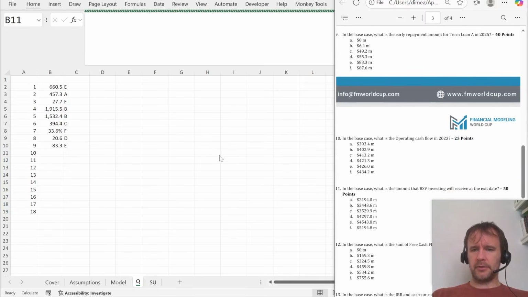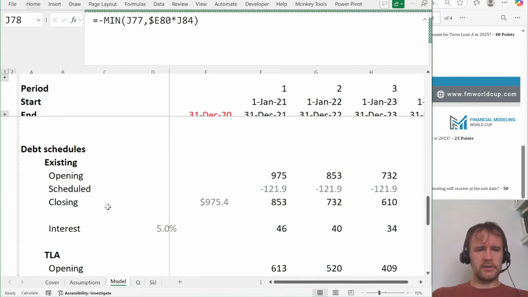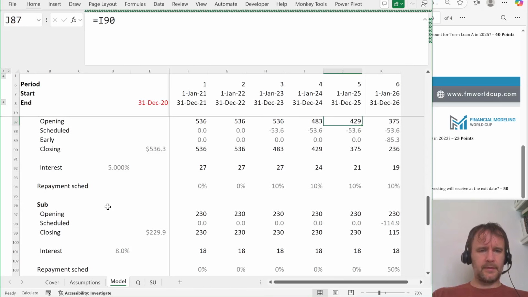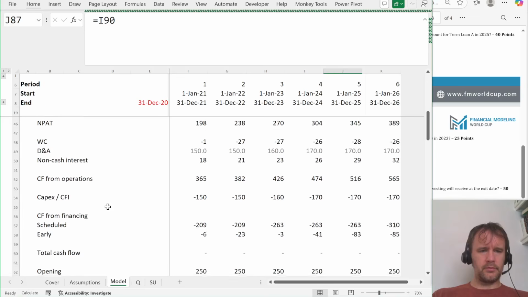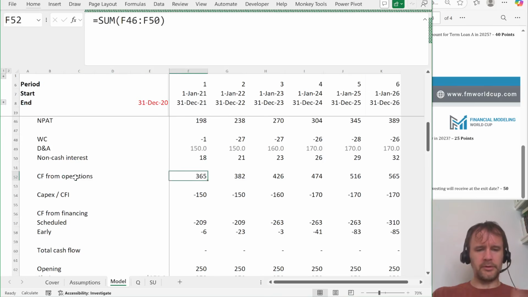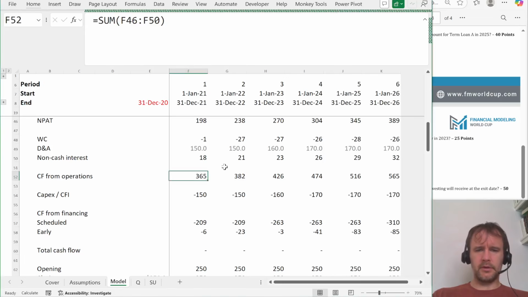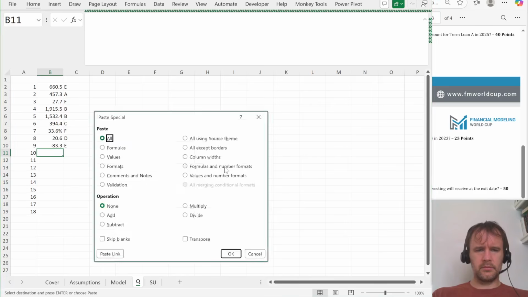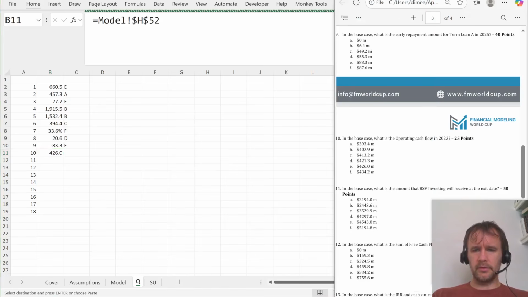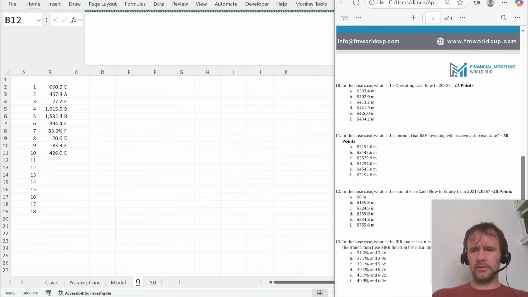Okay, in the base case, what is the operating cash flow in 2023? I'll be honest, I only modeled this as cash flow broken out into operating and investing and financing, because I remembered that was one of the questions. Because normally I don't. I just do a big blob of adjustments and then say that's it. Anyway, sorry, what year did we want? Here, operating cash flow 2023, which is here. So 426.0, yes, that's E. Okay, 11, in the base case, what is the amount the BSV investing will receive at the exit date?